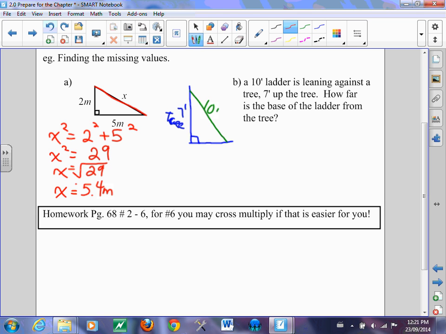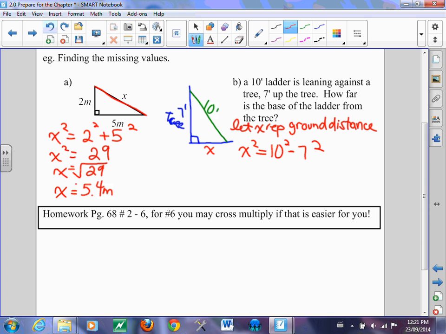Well, that's going to be our unknown, and we'll let that be x. So whenever we draw a diagram, we introduce a letter, we have to do a let statement. So let x represent ground distance. That's fine. Or distance between ladder and tree base. That's fine. Okay. And what I want you to notice here, folks, is that the hypotenuse is given. So we're finding another side. So what we're going to do is say x squared, the side we're trying to find, equals 10 squared subtract 7 squared.